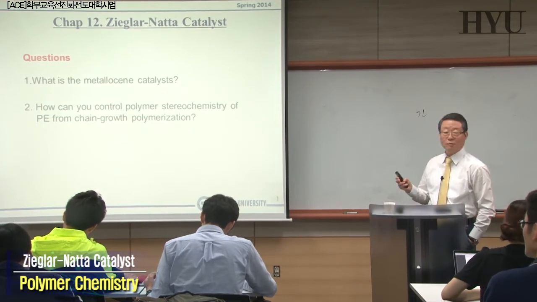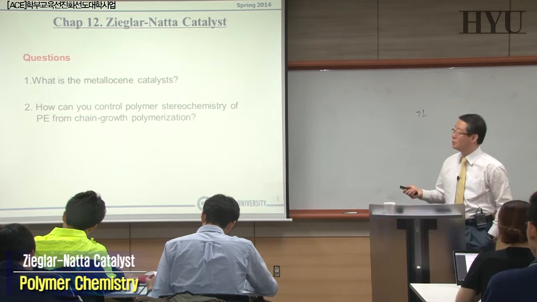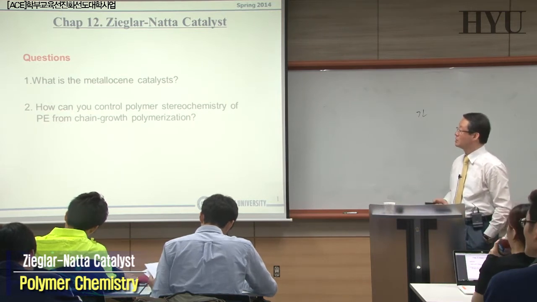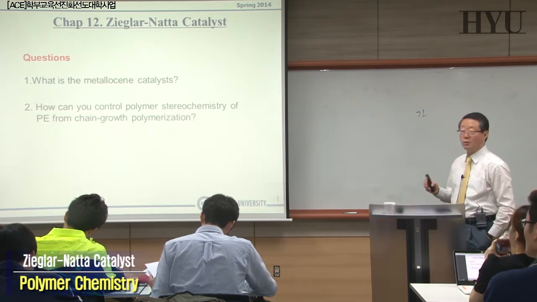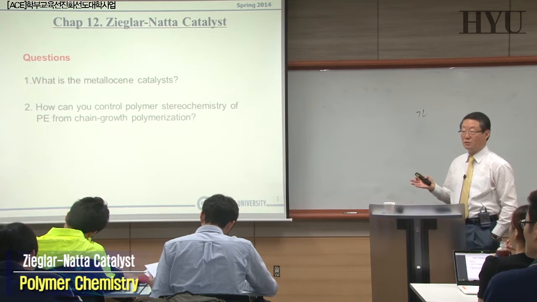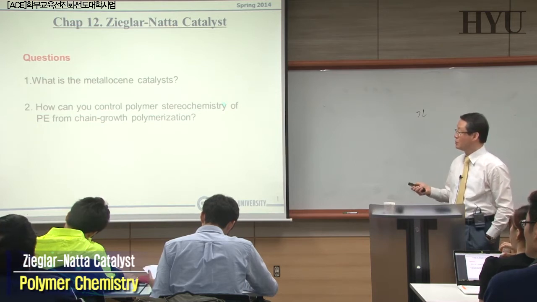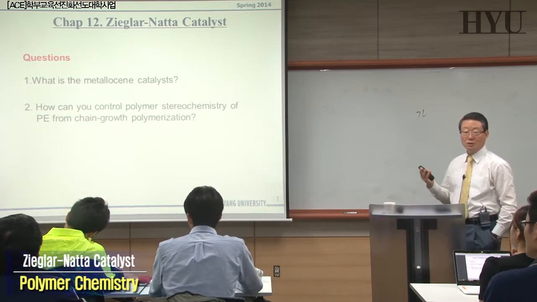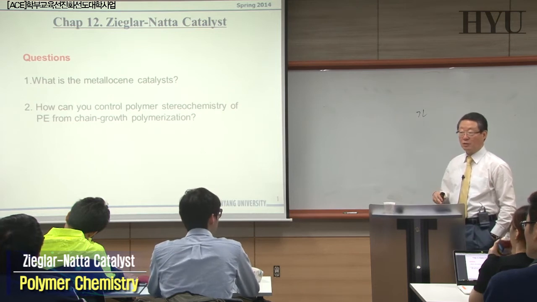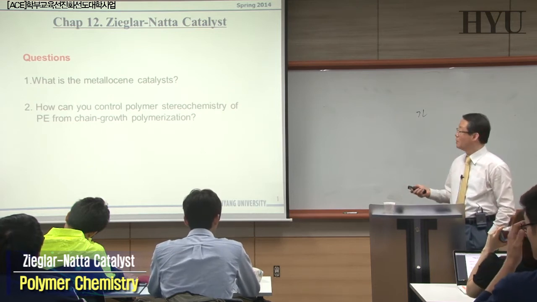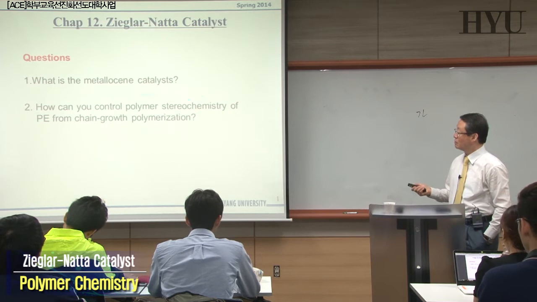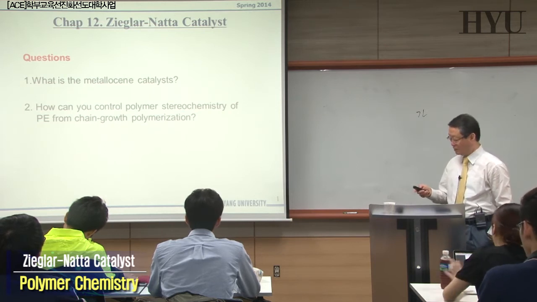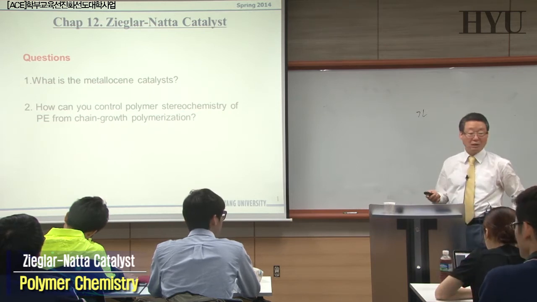the catalyst system for polyolefin synthesis, which is called the metallocene catalyst. And you will see how these catalyst systems will change the stereochemistry of the polymer. In other words, you can make isotactic or syndiotactic polypropylene using the metallocene and Ziegler-Natta catalysts.